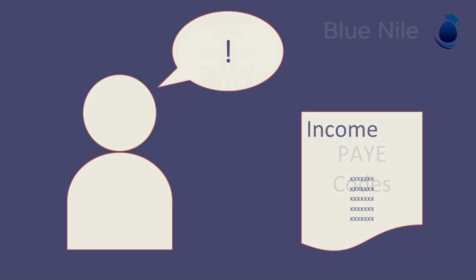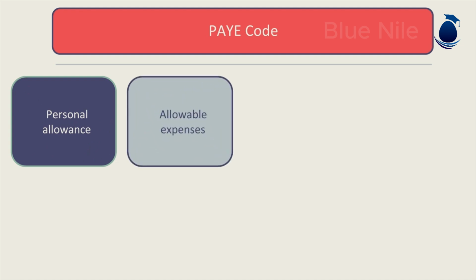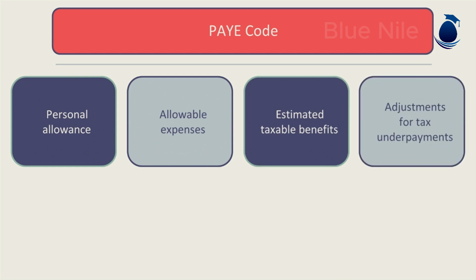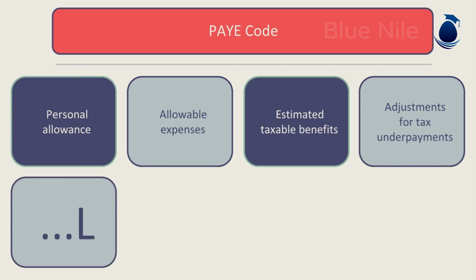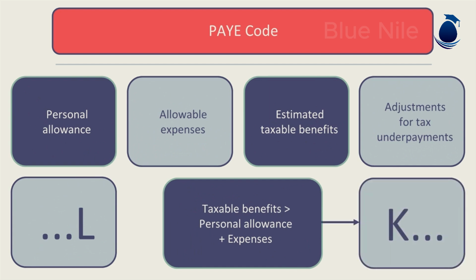To deal with this, employers use pay-as-you-earn codes for each employee, sometimes issued by HMRC, but sometimes just general codes which apply in simple circumstances. A typical pay-as-you-earn code is calculated by taking personal allowance for the year, allowable expenses expected to be paid in the year, taxable benefits estimated for the year, but could also include adjustments for earlier year's tax underpayments. Most codes end with the letter L, but if the taxable benefits are greater than the personal allowance and expenses, it will instead start with a K.